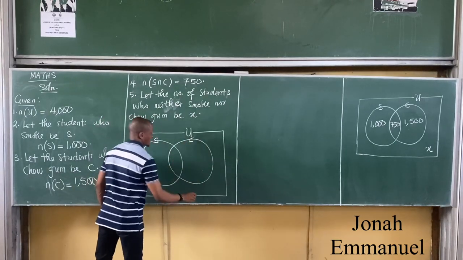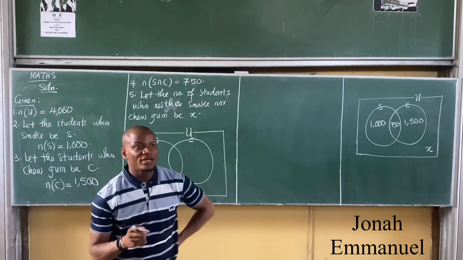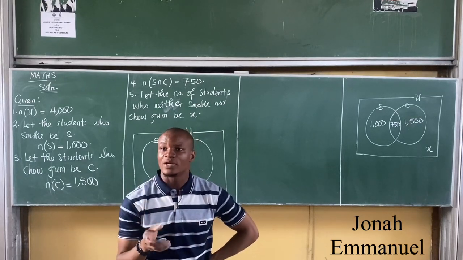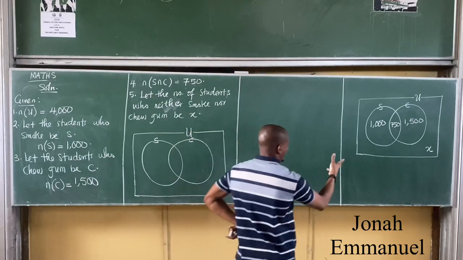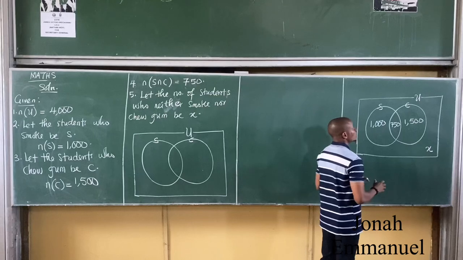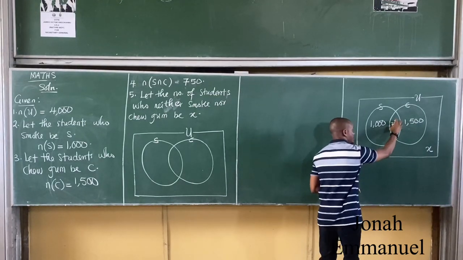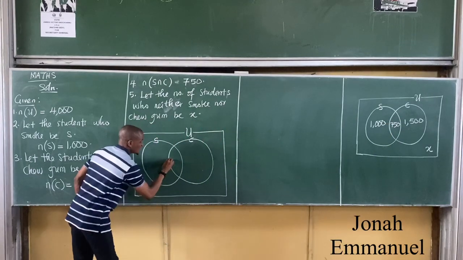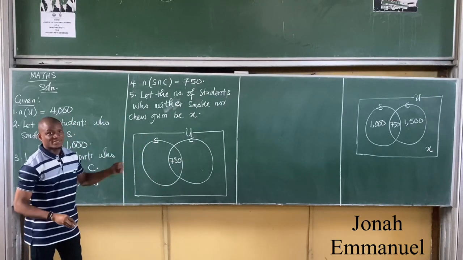Smokers, chewers of gum, and then look at this. Look up. So what's in between the model diagram and the real diagram? Look at this. The major difference between the model diagram and the Venn diagram is this: for the Venn diagram, some parts will change. The only part that does not change in a set problem is the inner part. That's 750 here. I'll pick up 750 and bring it here. This is the only part that does not change in a Venn diagram problem, the inner part.